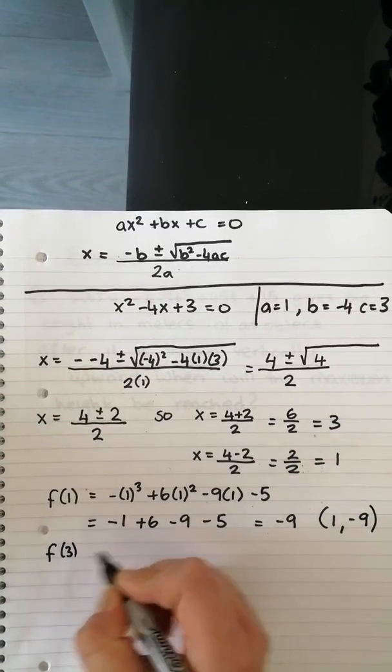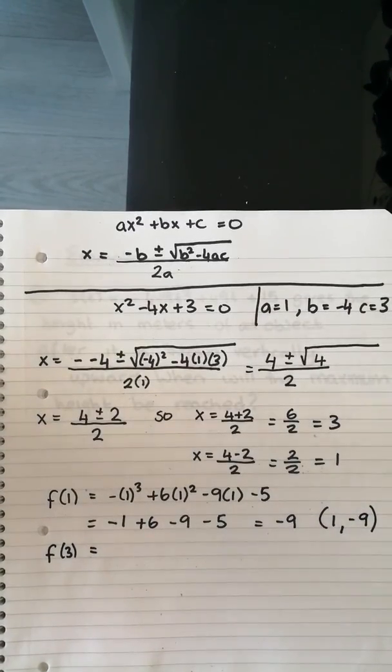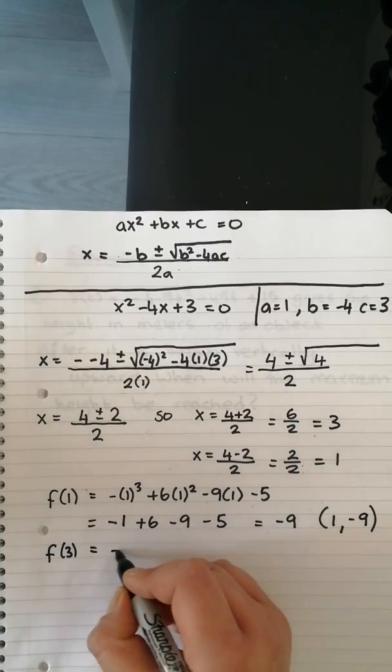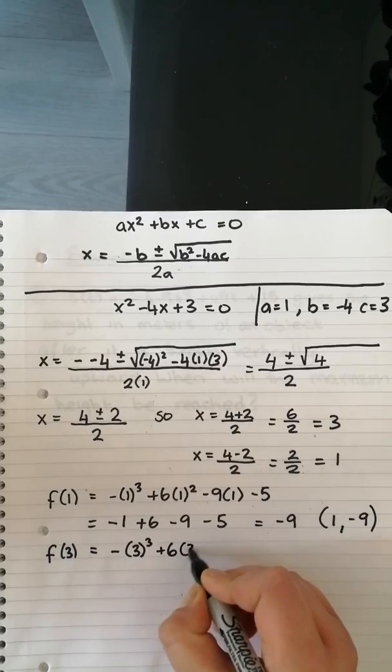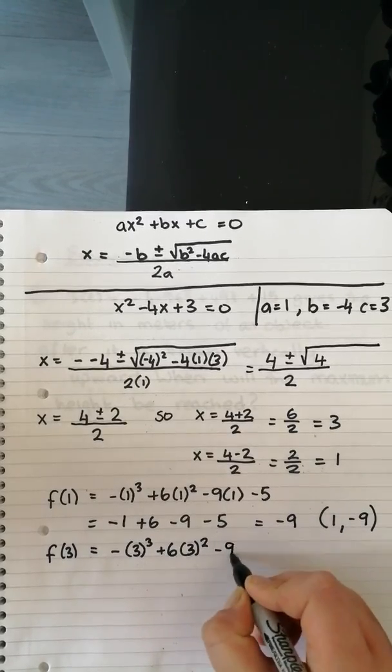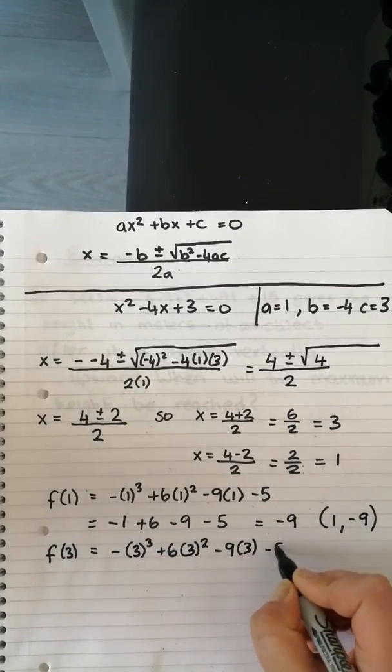And when we substitute in 3 for x into f of x, we get minus 3 cubed plus 6 times 3 squared minus 9 times 3 minus 5.